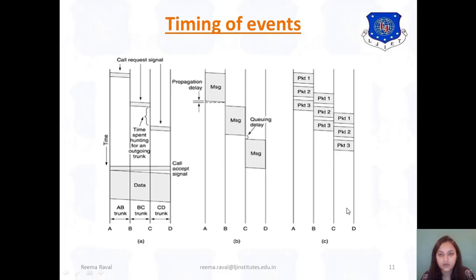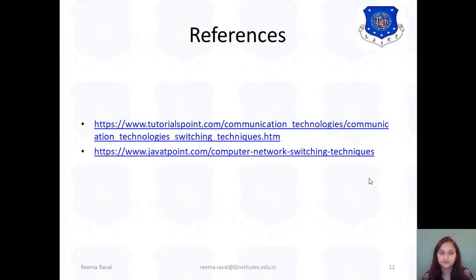And the third one is packet switching. As you can see, packets number 1, 2 and 3 can travel through any of the available channels according to the requirement. So these are the basic three types of switching systems. I hope now the basic difference between the switching systems is clear to you.